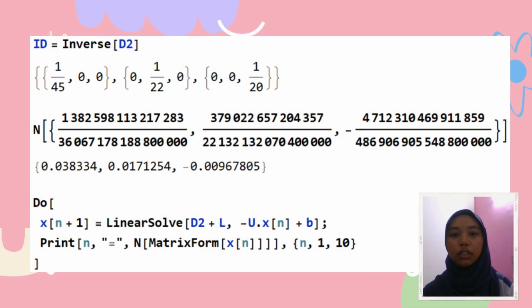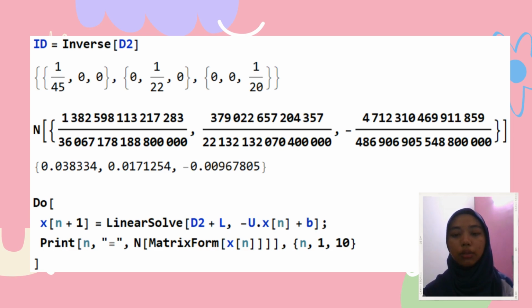Okay, next we invert the diagonal D2, so we will get 1 over 45 0 0, then 0 1 over 22 0, and lastly 0 0 1 over 20. And then for the answer we will get 0.038334, 0.0171254, and lastly negative 0.00967805.